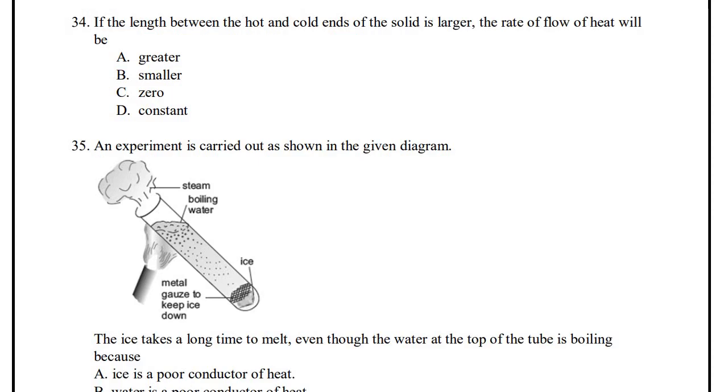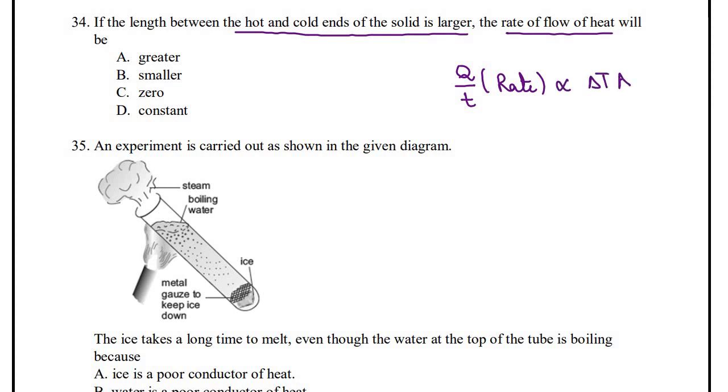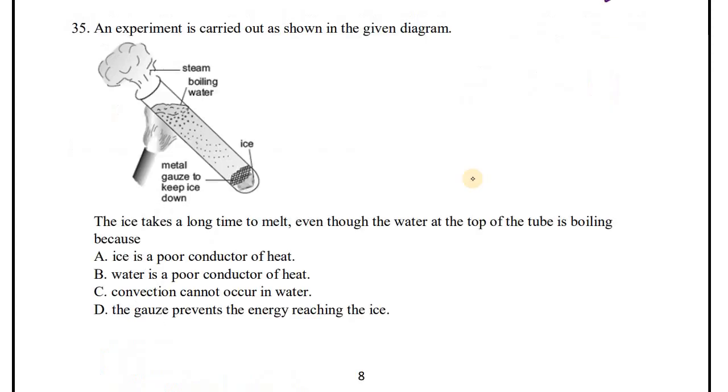Now let's see question number 34. If the length between the hot and cold ends of the solid is larger, what will be the effect on the rate of flow of heat? The rate of flow of heat is represented by Q over T. The rate is directly proportional to the difference in temperature and area, and inversely proportional to length. So increasing the length, the rate will be smaller. Option B is the right answer.